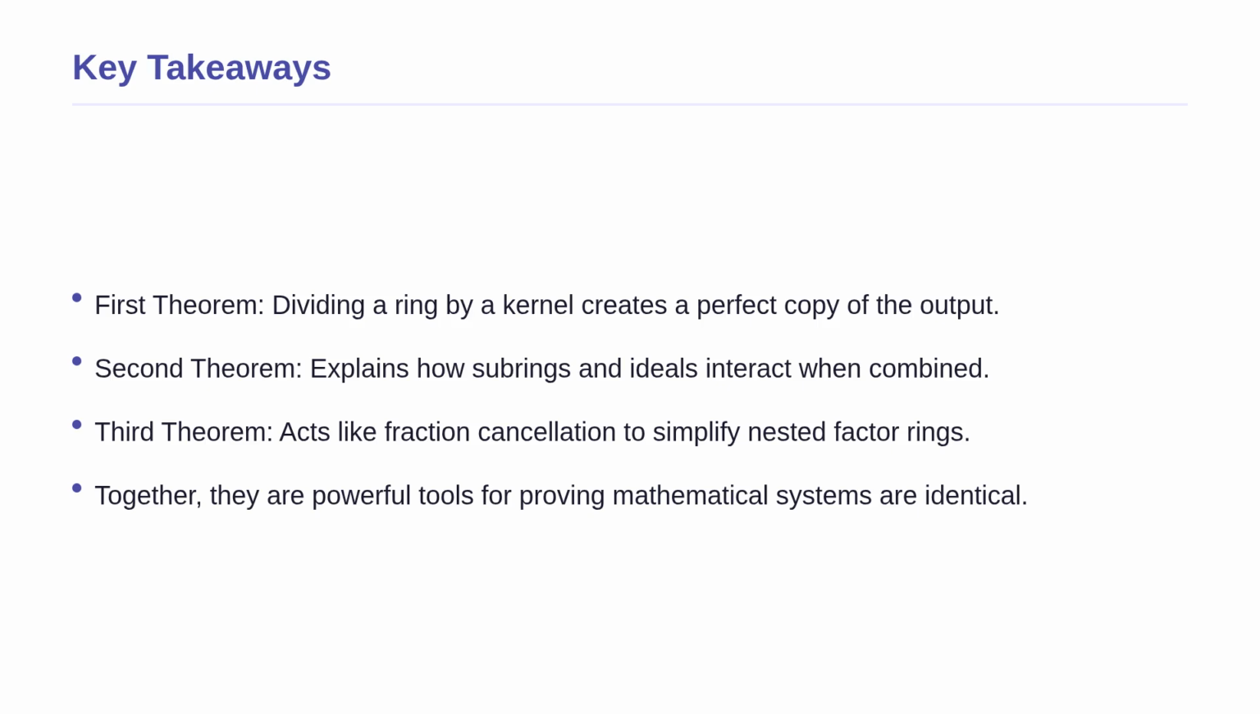We have covered a lot of ground today, so let us summarize the key takeaways. The isomorphism theorems provide the fundamental rules for simplifying algebraic structures. The first theorem shows that dividing a ring by a function's kernel creates a perfect copy of the function's output. The second theorem explains how subrings and ideals interact when combined and intersected. Finally, the third theorem acts like fraction cancellation, allowing us to simplify nested factor rings.